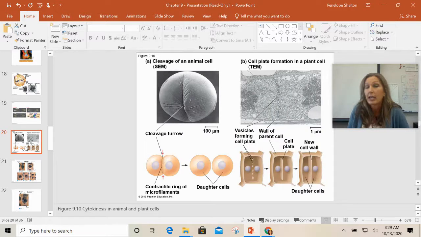When we talk cytokinesis, do be aware that, as we already talked about with an animal cell, we've got these microfilaments that can just pull the cell into two and create two new daughter cells.